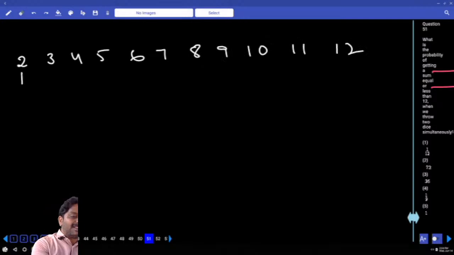In how many ways can we get 2? When you throw 2 dice, in how many ways do you get it? Only 1 way. Yes or no? Right. And in how many ways do you get 3? 2 ways. 1 plus 2, 2 plus 1. Understood? Right. In how many ways do you get 4?